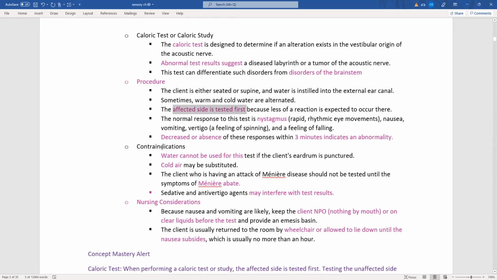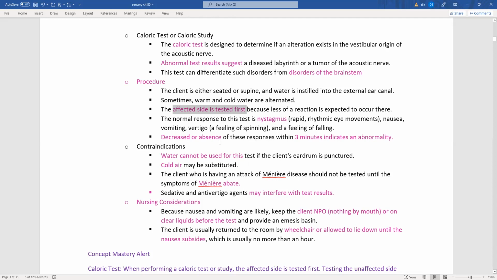That's abnormal. Contraindication, I already told you, don't put any water in the ear of anyone who has a punctured eardrum. So you're not going to be able to do that procedure on them. Instead, we're going to use cold air. Cold air may be substituted for somebody with a punctured ear, and we have to do that procedure on them.